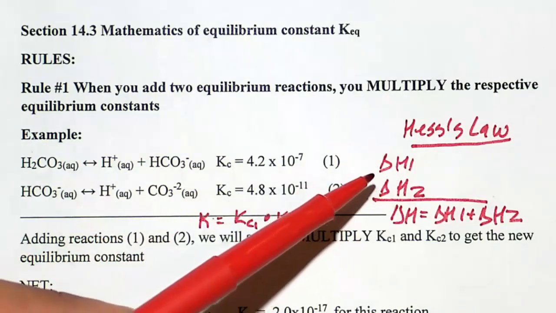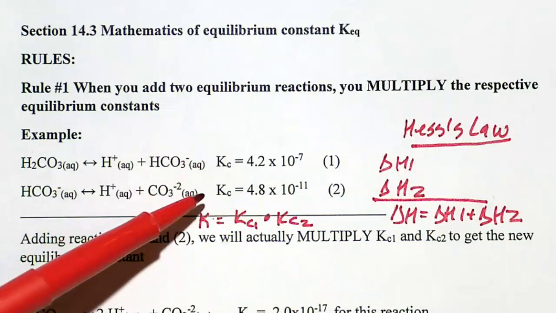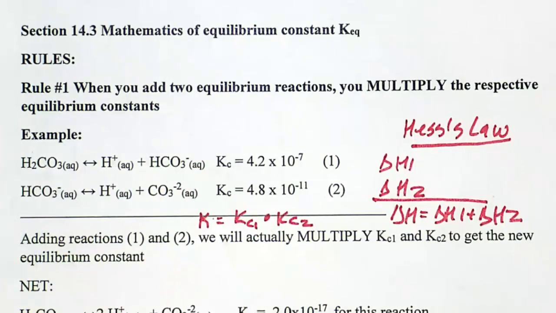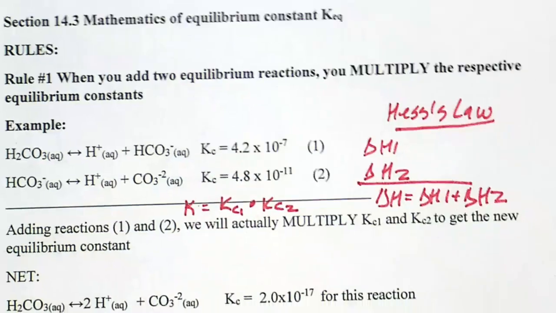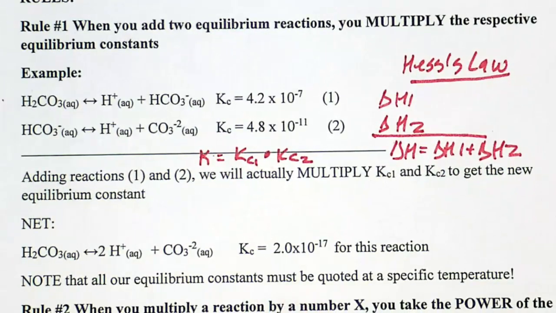So adding two reactions actually multiplies the equilibrium constants. If you're given enthalpies, you'll add the enthalpies. If you're given equilibrium constants, you multiply the equilibrium constants. So adding these two reactions together, you'll multiply these two and you'll get a value of 2.0 times 10 to the minus 17, a reaction that is heavily favored to the left, or towards the reactant side.